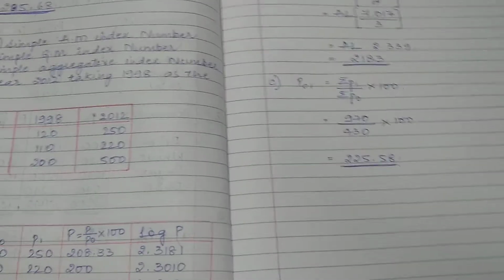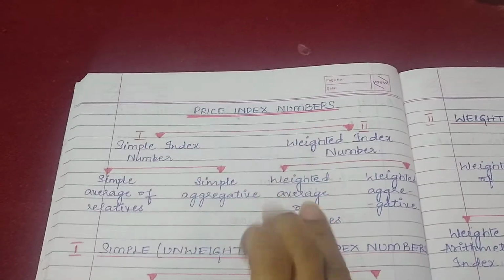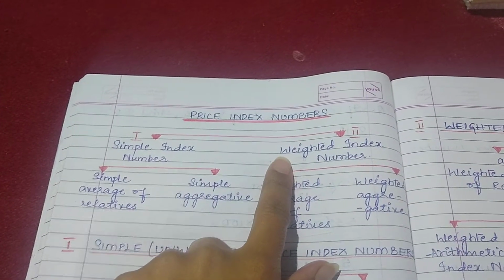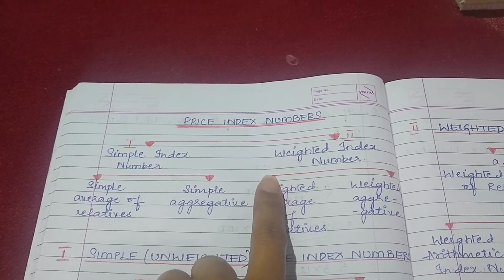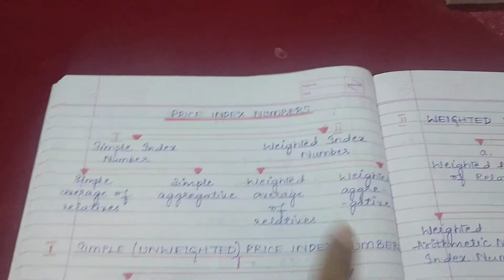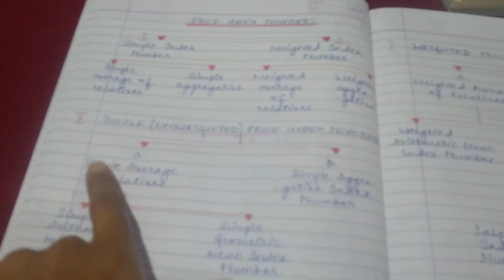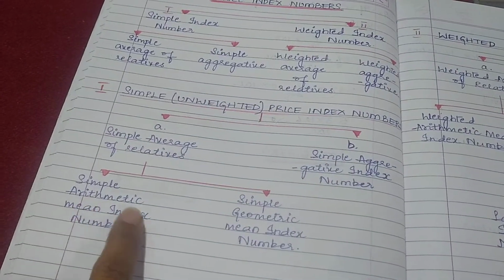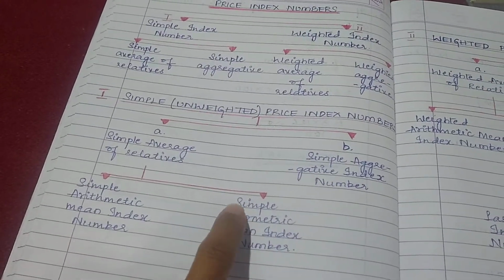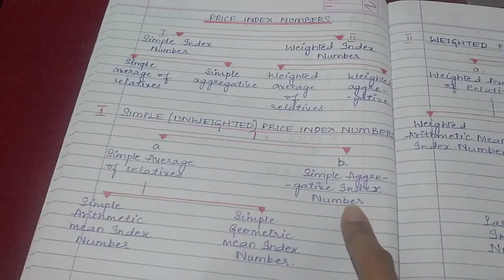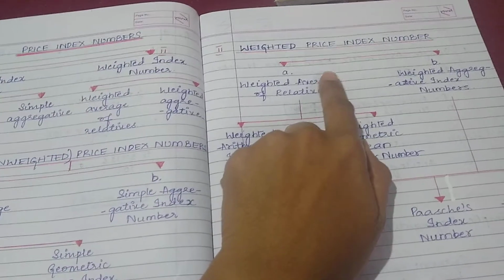So yes students, in today's class we studied price index numbers. I have told you the price index number is nothing but calculating or finding out the price of that particular year, the aggregative price. So it is the combination of simple index number and the weighted index number. We have solved in this class only simple or unweighted price index numbers. That is, we have calculated a simple arithmetic mean index number, a simple geometric mean index number and a simple aggregative index number. In tomorrow's class, we will discuss the weighted price index number.